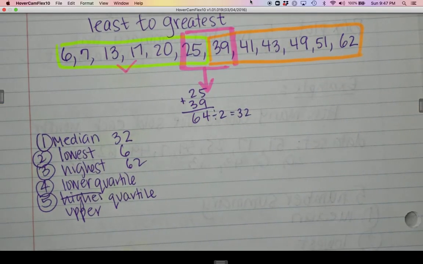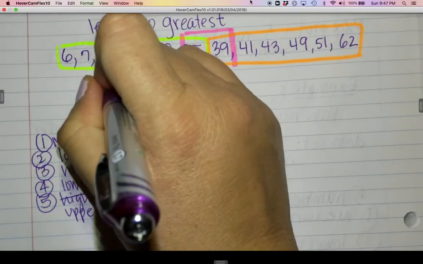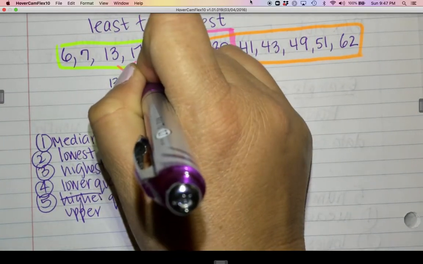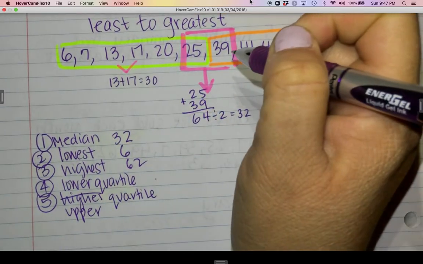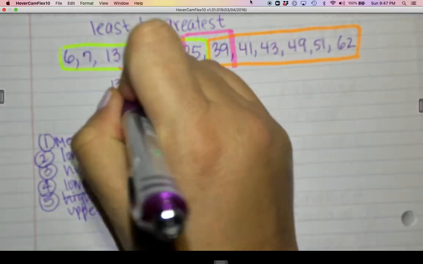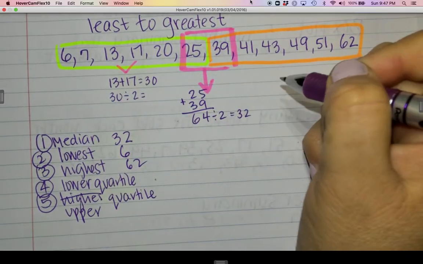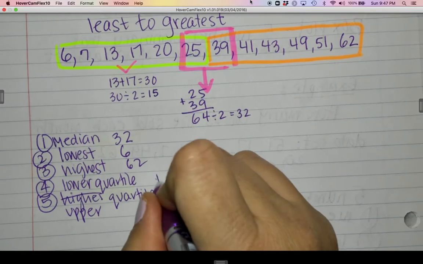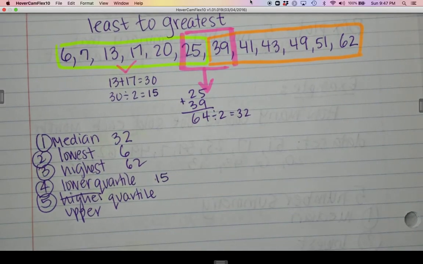So the median will be 13 plus 17, which is 30, and then 30 divided by 2 because that's how many numbers I added. So my lower quartile is 15.